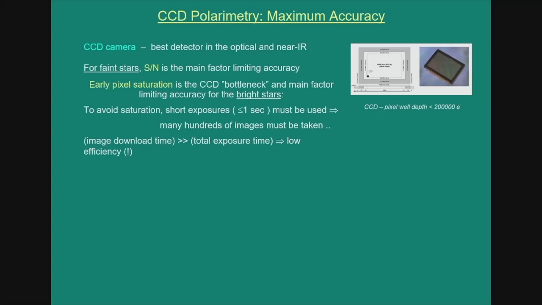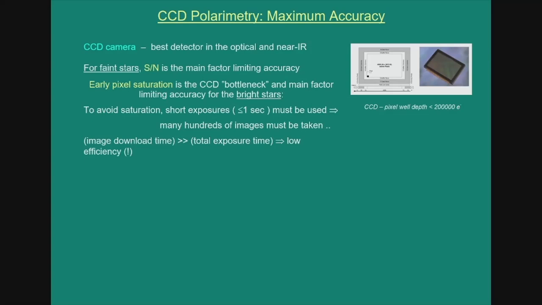To avoid saturation, a very short exposure, shorter than 1 second, must be taken. And then you have to take many hundreds, up to 1,000 images to collect the desired number of photons to have a high accuracy. And because for a typical CCD the image readout time is a few seconds, a few tens of seconds, your observations become very inefficient. No one wants to observe one bright star during all nights, because the readout time will be much larger than the useful exposure time.